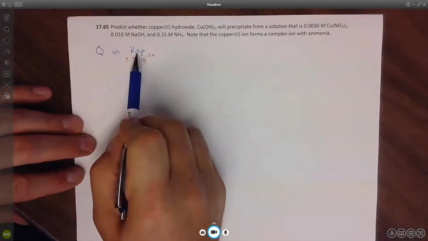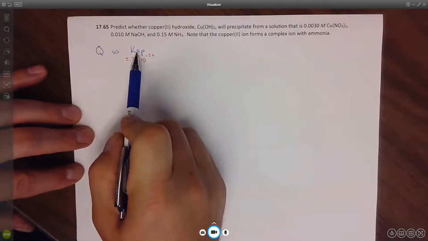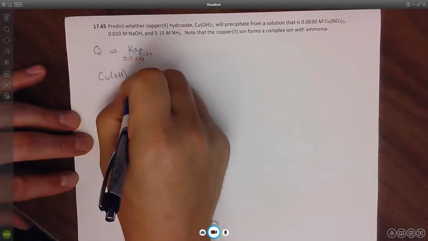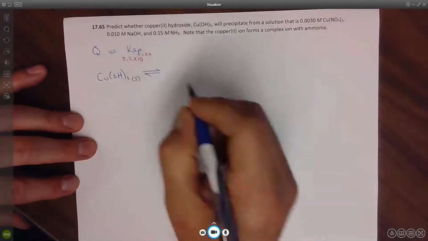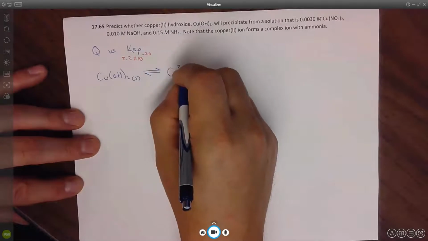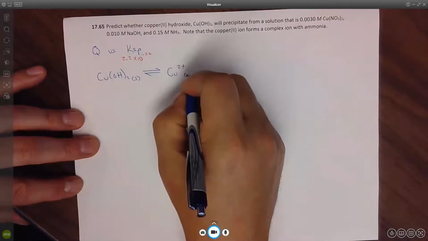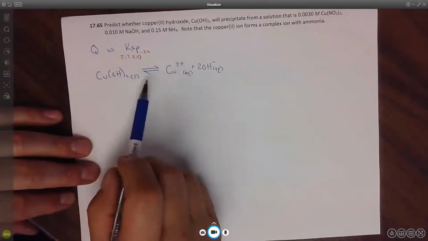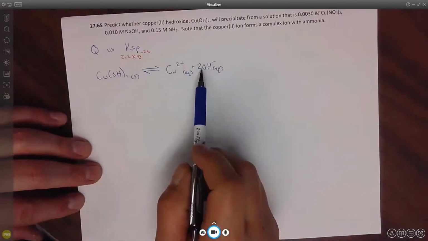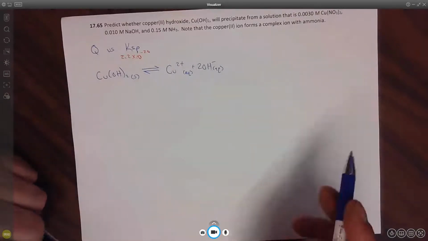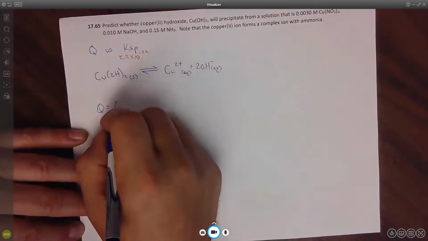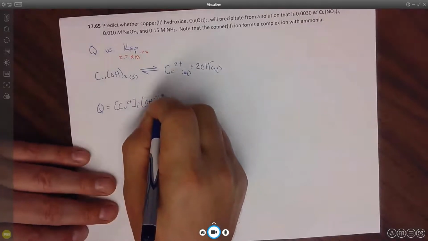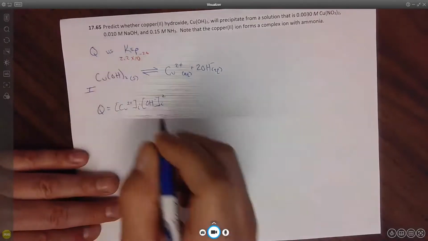Okay, now we're comparing it to KSP, and KSP is the dissociation reaction, right? So the KSP is talking about the copper 2 hydroxide, which again would be an insoluble salt, which means double arrow, dissociating into its individual ions, copper 2 plus, and then the 2 hydroxides. So, right, that's what the KSP is. The KSP would be the concentration of the copper times the concentration of the hydroxide squared. And so Q is going to now have that same look, except that instead of using the equilibrium concentrations, we're going to be using the initial. So all I need from the ICE table is I.